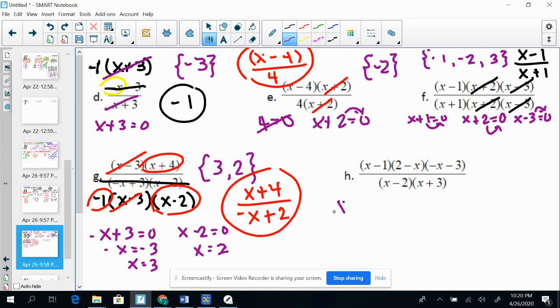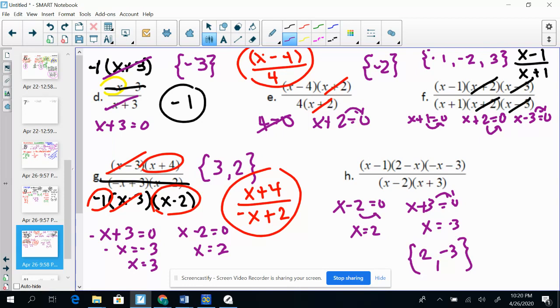All right, restrictions. So we're only doing the denominator because that's the only place x can't equal 0. So our restrictions are going to be 2 and a -3. And that's because these guys are the bottoms. Now we have a mess. X minus 1 is fine. We're good. This is a -x again. We can't have a -x. So we're going to pull out a -1.